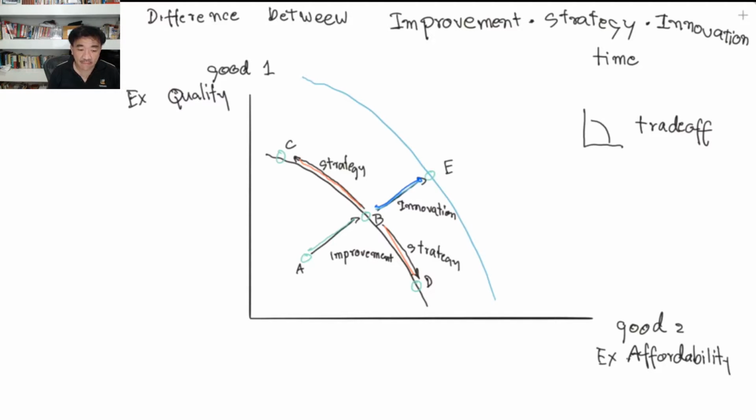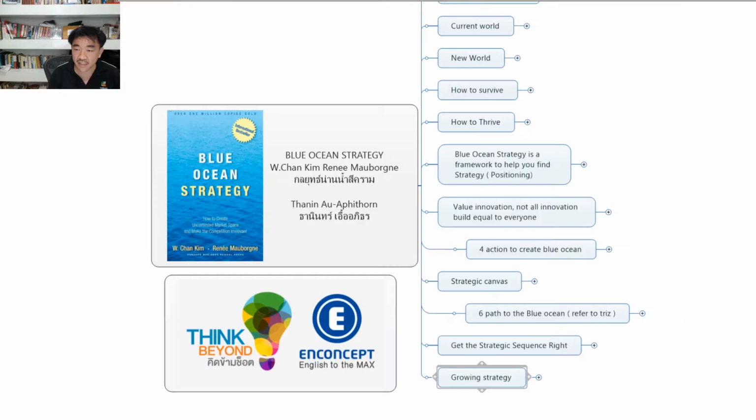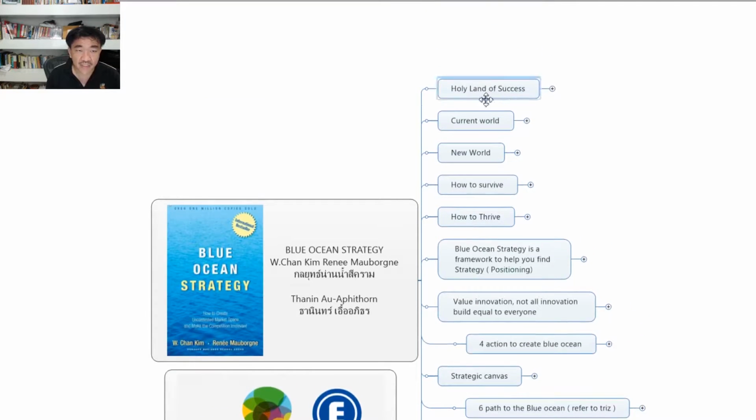So come back to the main key idea of this book. The book, Blue Ocean Strategy, starts with a simple idea: is there any holy land of success, the holy land of business, where you are in a market space where no competition happens?